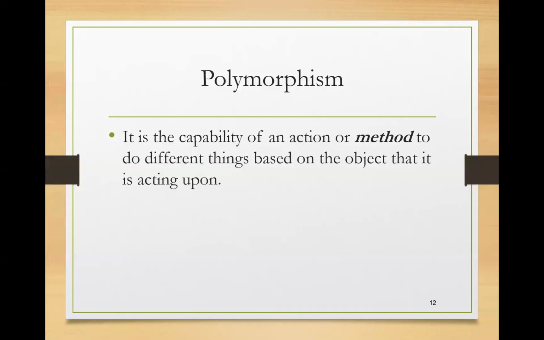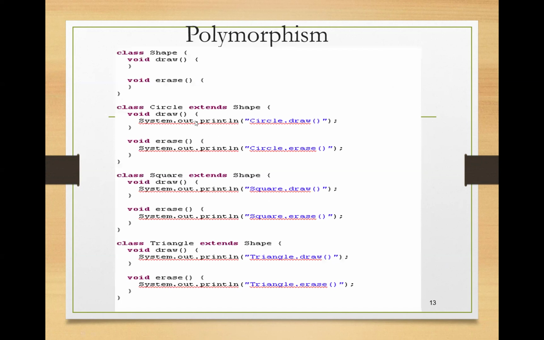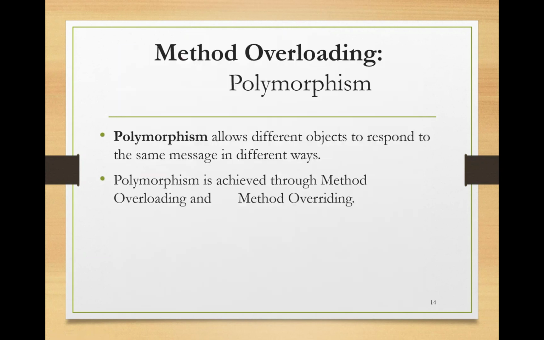And polymorphism means the capability of an action or method to do different things based on the object that it is acting upon. Here you can see there's a class called Shape, which has a method called draw. And there are different classes that have become subclasses of the Shape class. When you call the method draw, the Circle class may draw a circle, the Square class may draw a square, and the Triangle class may draw a triangle. That is what you call the same method, for the same command, acting differently.